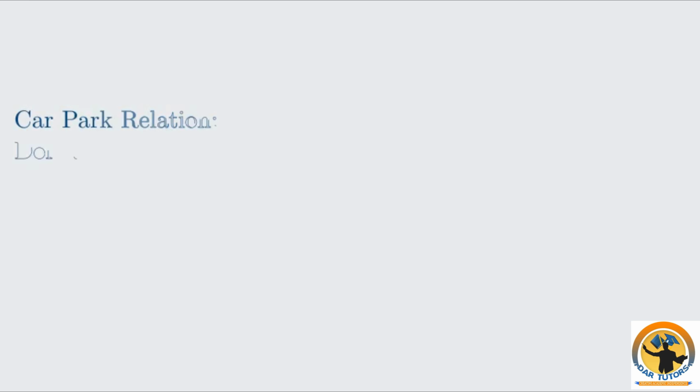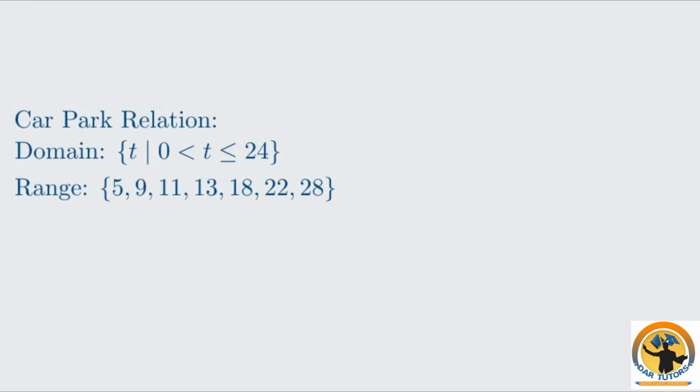For our car park relation, the domain is all times t, such that t is greater than 0 and less than or equal to 24. The range is the set of all the possible charges. For the finite relation, the domain is the set of all unique x values, which are -2, 1, and 4. The range is the set of all unique y values, which are 3, 5, and 6.